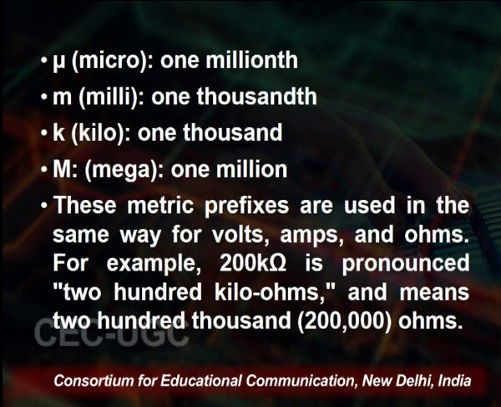These metric prefixes are used in the same way with voltage, ampere and ohms. For example, if we write 200 kilo ohm, it means we have 200 into 10 power 3 ohms, or we can write it as 200 followed by 3 zeros, and that defines the ohms.